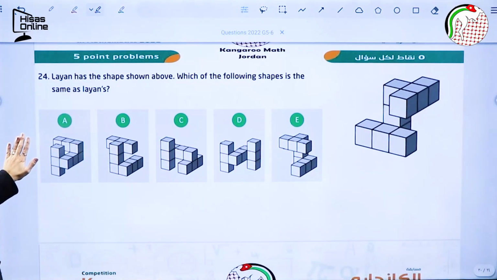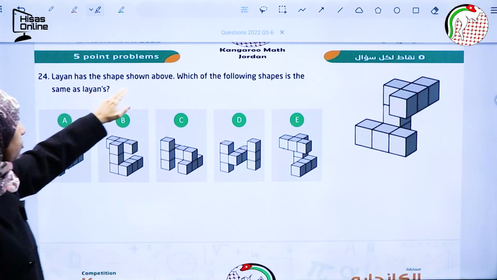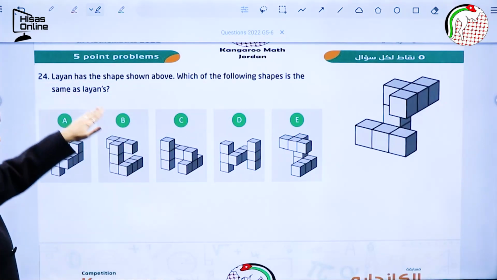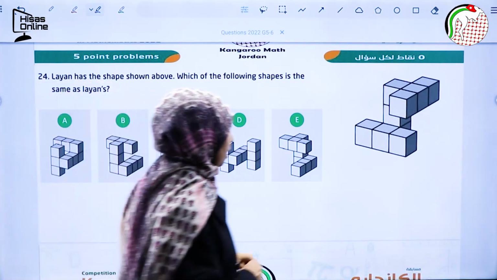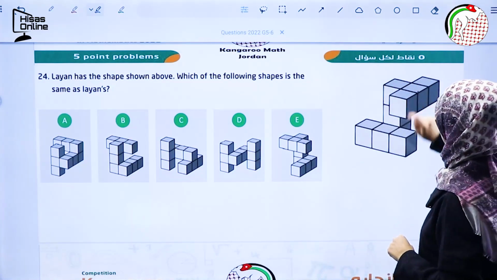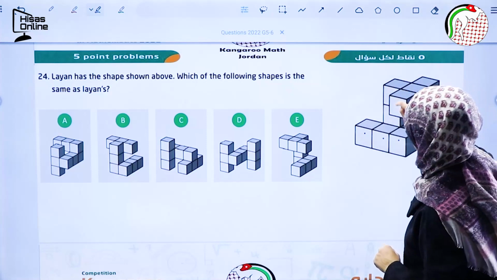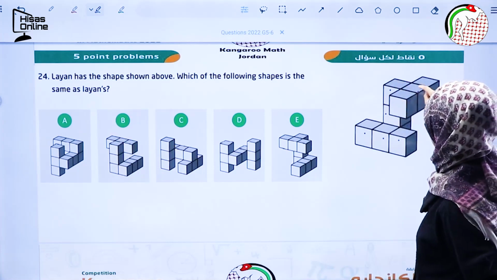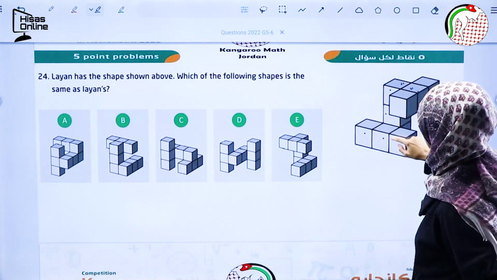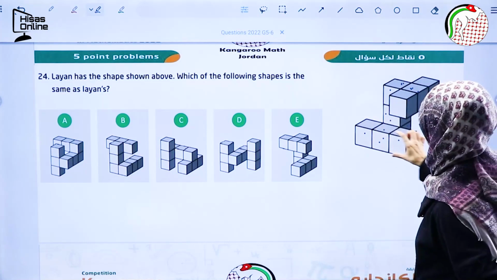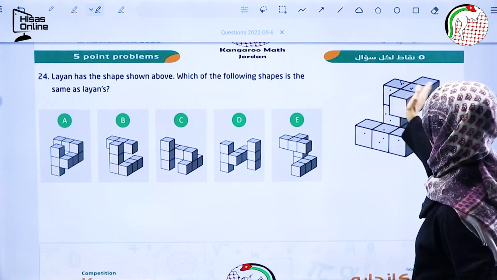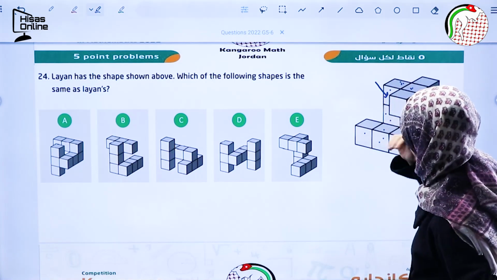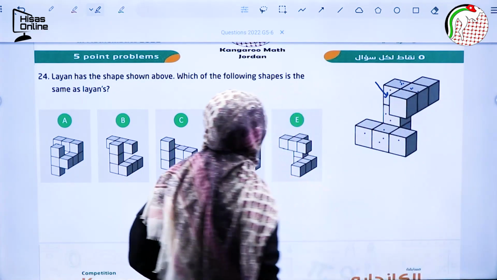Moving to question 24. Lion has the shape shown above, or it's beside here. Which of the following shapes is the same as Lion's? Now let's see, we have 3 bars, 1, 2. Each bar contains 3 cubes, 1, 2, and 3. Now you can see that one bar is connected or glued in the middle to the other bar. So, and 1 to the side. If we say that this is the front side, so 1 to the front and 1 to the right side.